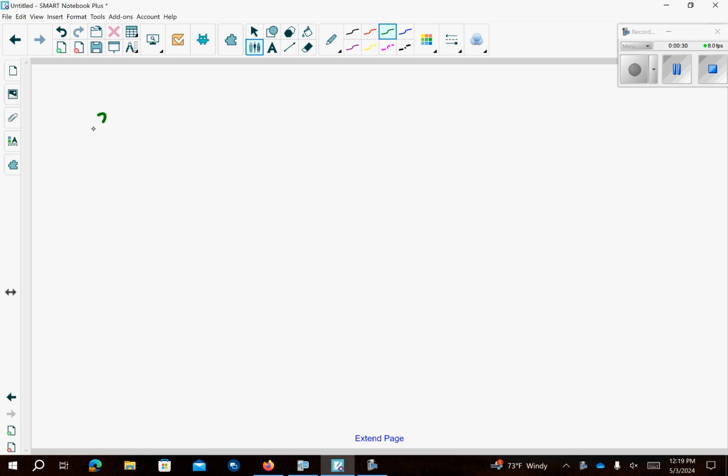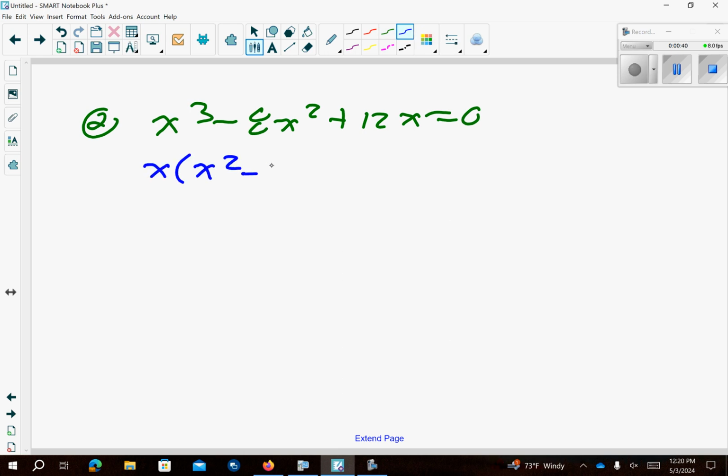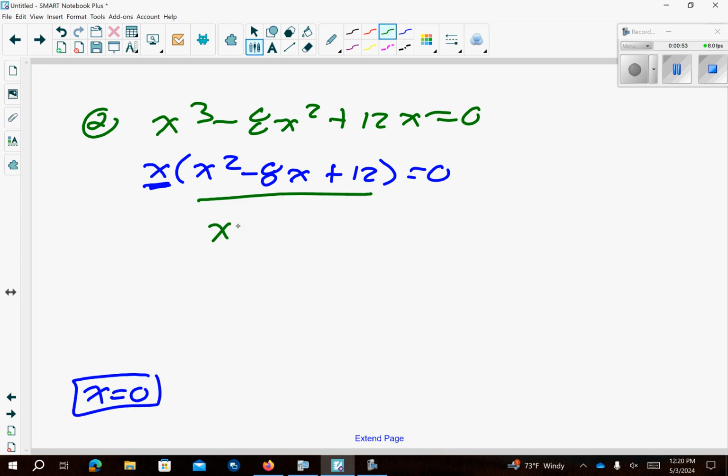Problem number 2. We have x to the third minus 8x squared plus 12x equals 0. I can factor an x out first, so it's going to leave me x squared minus 8x plus 12 equals 0. Because of this outside x, one of my answers is x equals 0. We're done with that one. I need to factor this one.